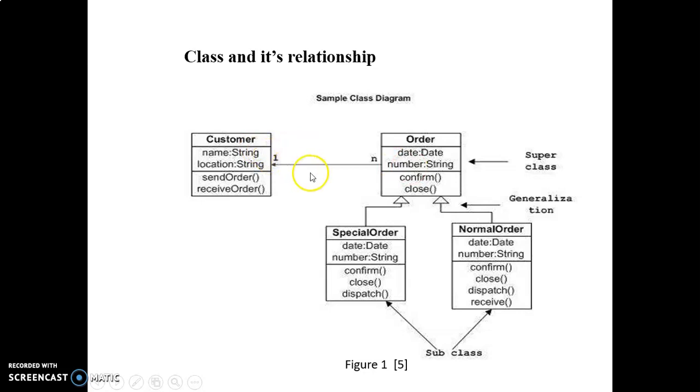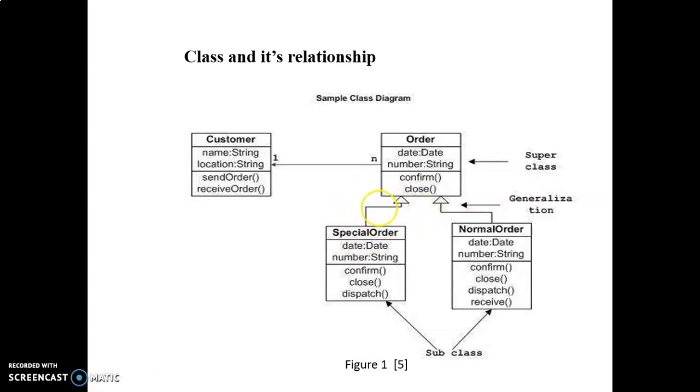So to represent association we use this sign here. This 1 and n means the multiplicity, that means a one to many relationship. This is the class name, attribute name, then function name. That means class name, attributes, and its operations. Operation means the function that is performed by that class. And this sign means the generalization sign. This generalization sign means inheritance is being performed.